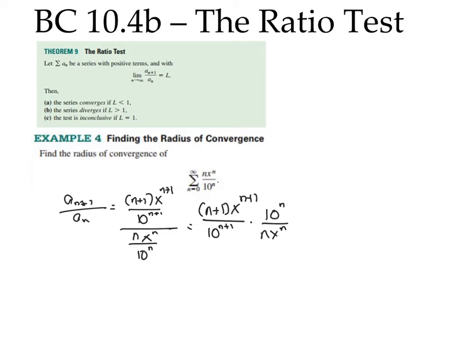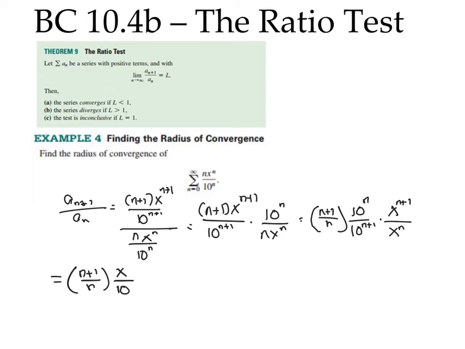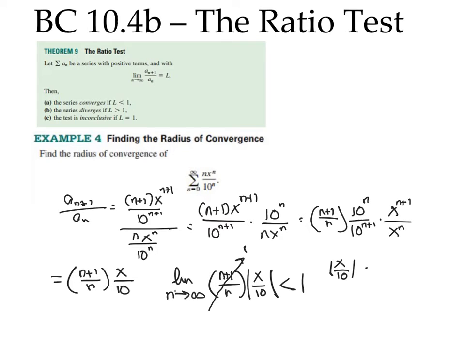It simplifies down to (n+1) over n times x over 10. Now in the ratio test, what you want to do is take the limit of the absolute value of that expression, and set the limit less than 1. We know the limit of (n+1) over n is 1, so the problem becomes the absolute value of x over 10 is less than 1, which is the same as the absolute value of x is less than 10, which means the interval of convergence is negative 10 to 10.